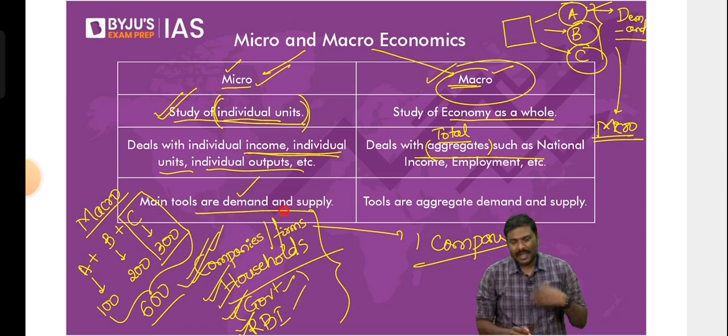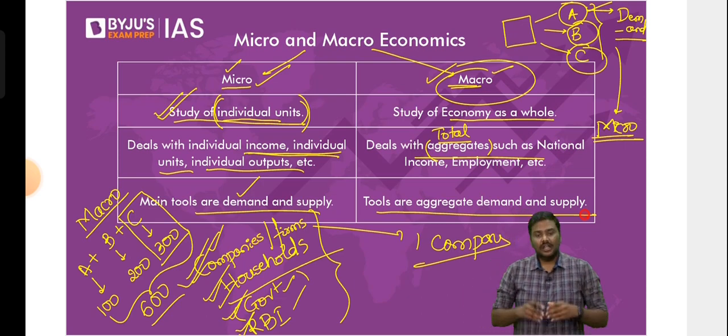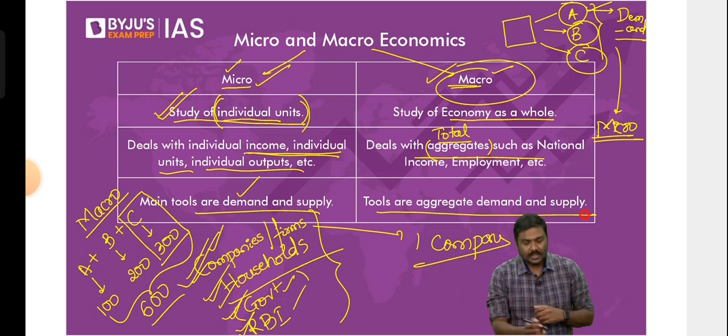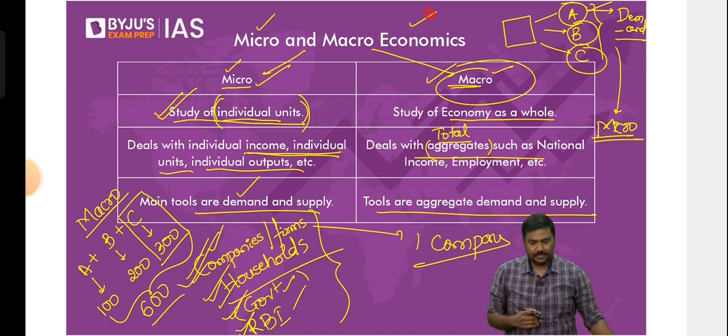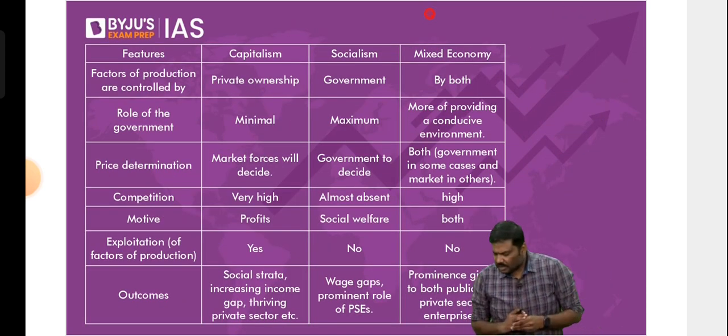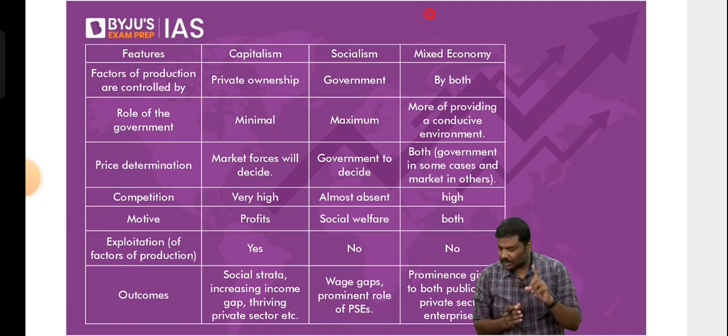The main tools of microeconomic study are individual demand and individual supply, whereas the main tools for macroeconomic study are the total demand and total supply in the economy. So these are the two divisions in economics, microeconomics as well as macroeconomics. Let me go ahead. Any doubts so far? Aggregates are nothing but total, the sum total of everything.